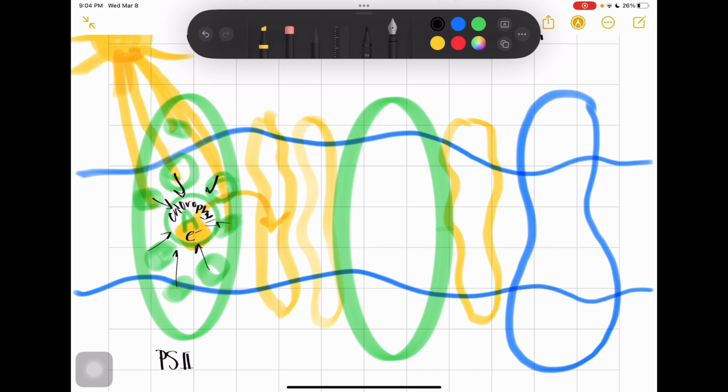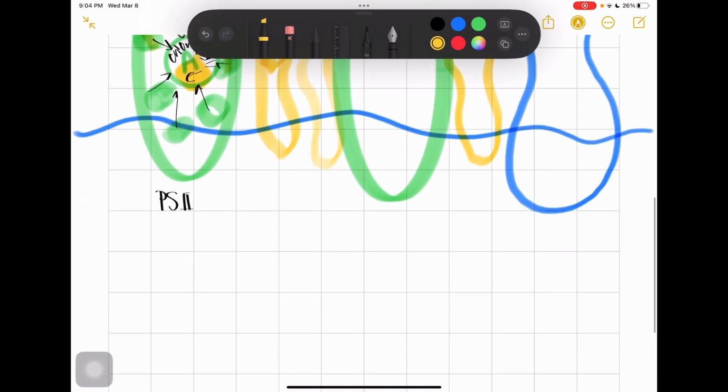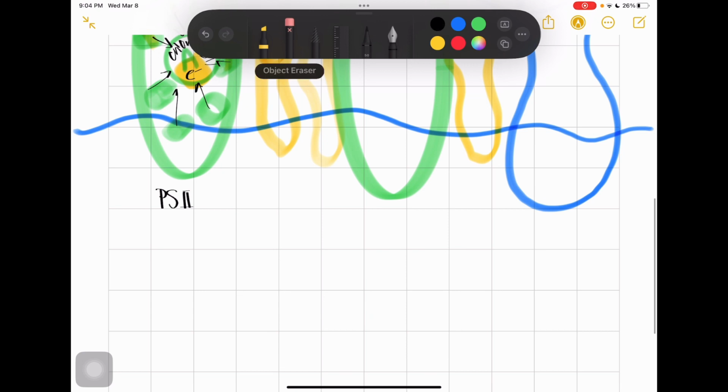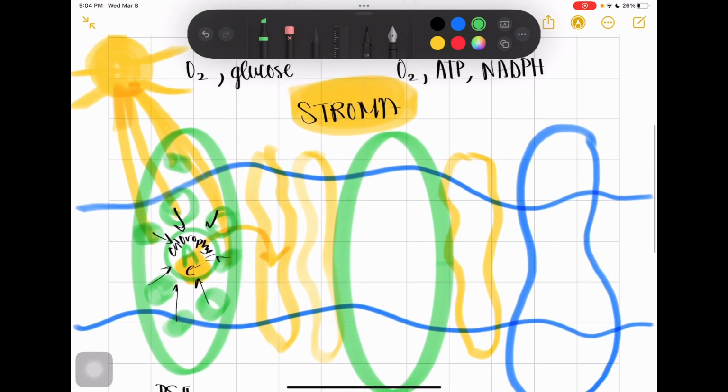Oh, let me also explain further. Over here, we're going to be in the stroma, which is the inside of the chloroplast. And over here, we're going to be in the thylakoid space. So this electron is going to be hopping from over here. It's going to hop into the proteins.